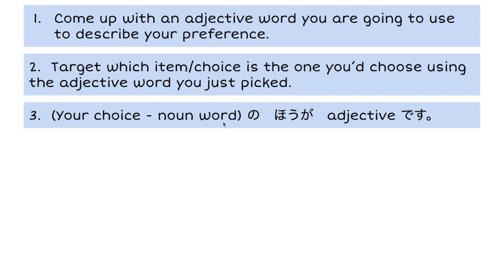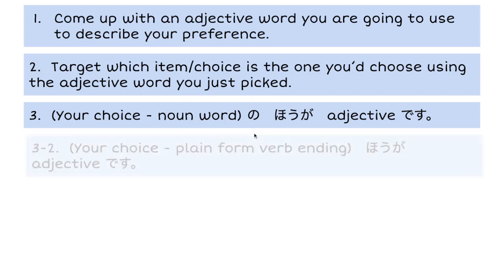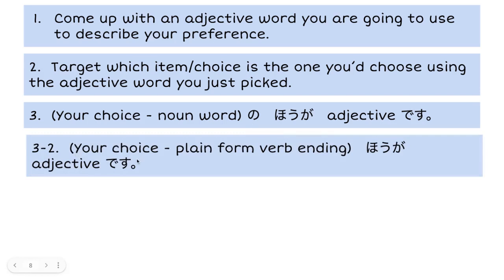Both of them are noun words. You cannot forget to add the の. Whereas I put the 3-2 because I am going to explain to you later on how to write comparing sentences between two actions, like going out on weekdays versus going out on weekends. That's a slightly different question, right? So plain form verb ending, 方が.